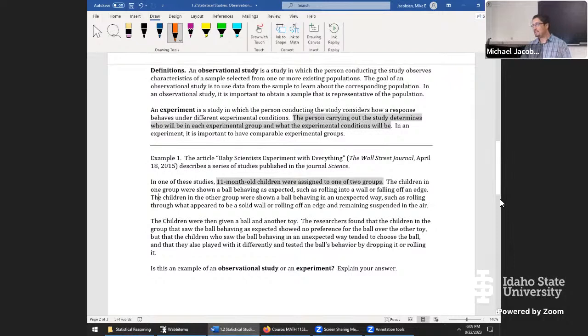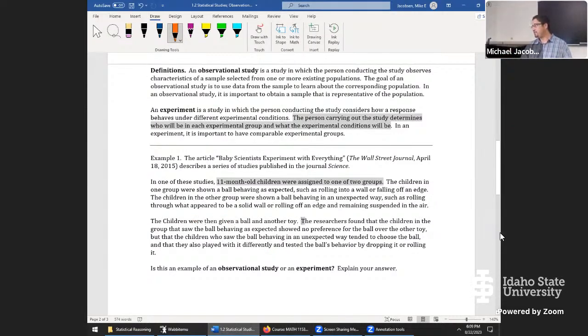But there's another group. The children in the other group, which was assigned by the experimenter, were shown a ball behaving in an unexpected way, such as rolling through what appeared to be a solid wall, rolling off an edge, remaining suspended in air. So essentially, they got a magician to mess around with the mind of the baby, and this is what they did next. The children were then given a ball and another toy.